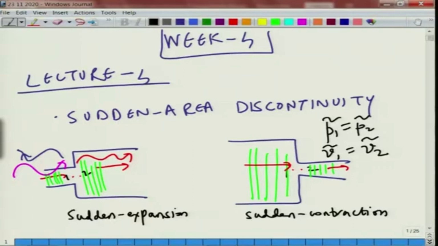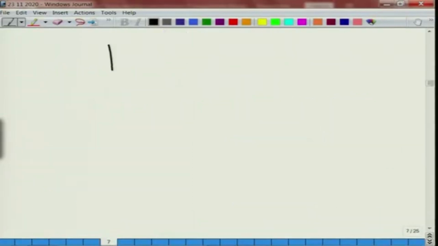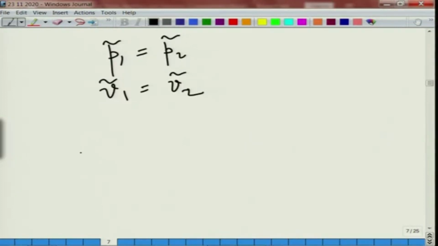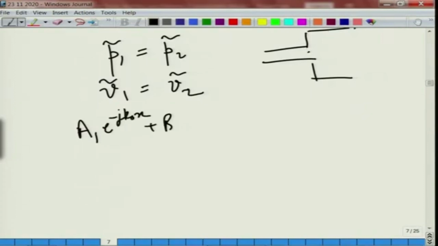Now what is the mathematical implication of such a thing? Finally we can write down the equation P1 tilde is equal to P2 and V1 is equal to V2, regardless of whether this is the chamber and this is the port, or vice versa; this will always hold good. So now if we were to fix the coordinate system somewhere here, well here you have your A1, and fix the coordinate system here at x equal to 0. So e to the power minus j k naught x plus B1 e to the power j k naught x, this one will be 1.